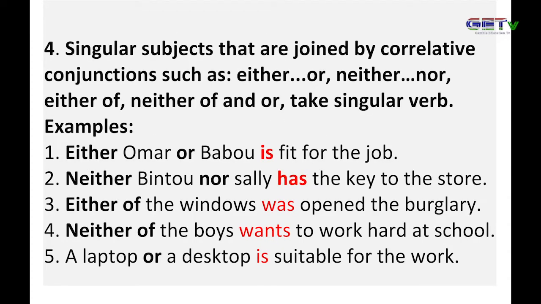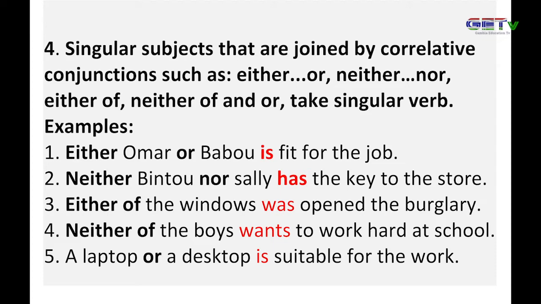We move on. And rule number 4, singular subjects that are joined by correlative conjunctions such as either or, neither nor, either of, neither of, and or take singular verb. Example 3 tells you that if they are joined by a coordinating conjunction, it takes plural verb. But this one is correlative conjunction. If two subjects are joined by a correlative conjunction, it takes singular verb.